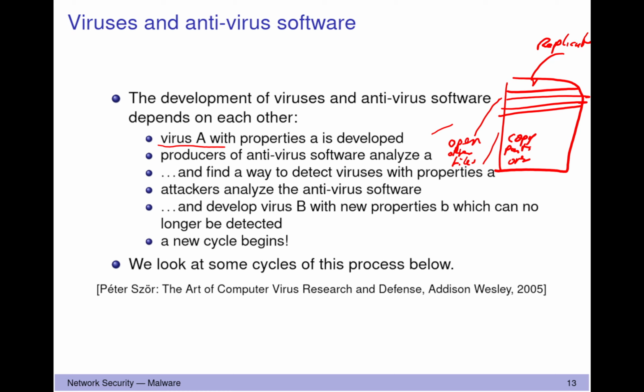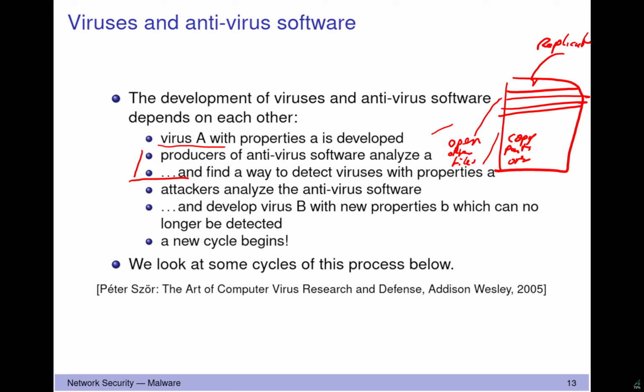So this is how the producers of antivirus software extend step by step their signature file. The signature file is the list of this kind of patterns that are known, and that are used for detection of potentially malicious viruses.